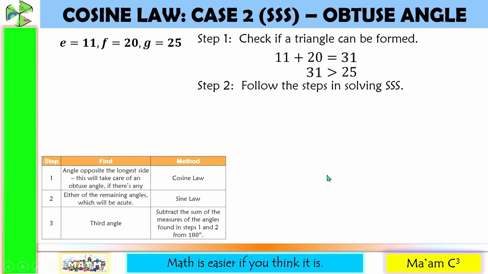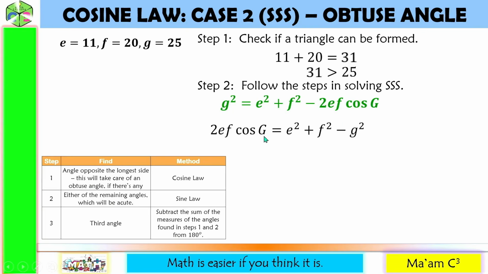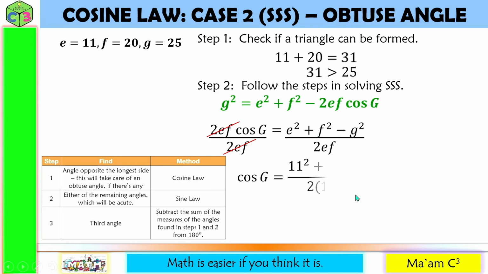Let me recall the formula that we used earlier, then I will derive the formula for solving the missing angle. So this portion here, we're going to move it on this side, and G squared will be moved on this side. I am only after angle G, so I don't need 2EF. So this will cancel out. Now let us substitute the values of E, F, and G from the given here. Since we are looking for the value of an angle, we need arc cosine.